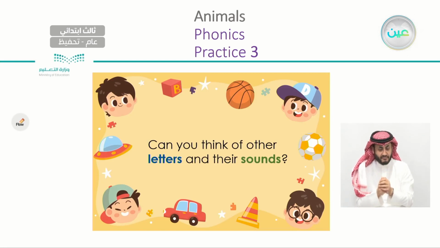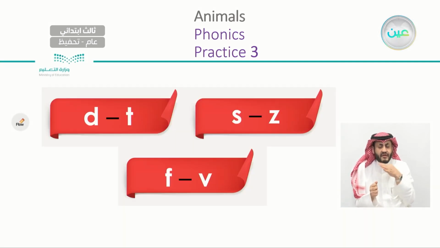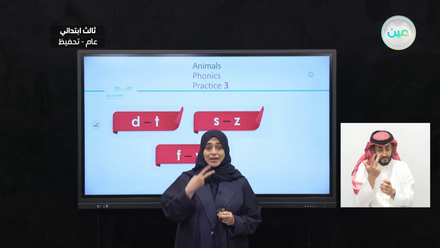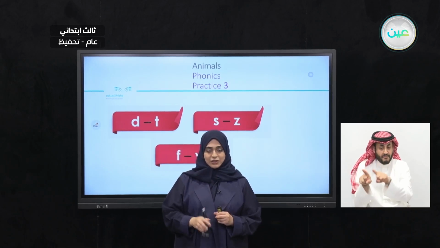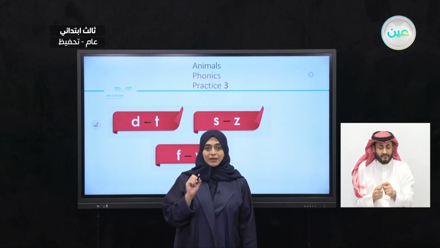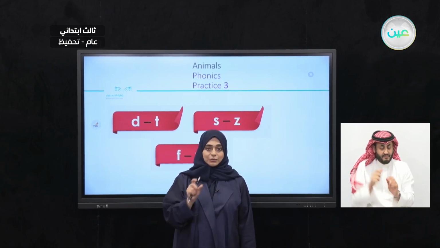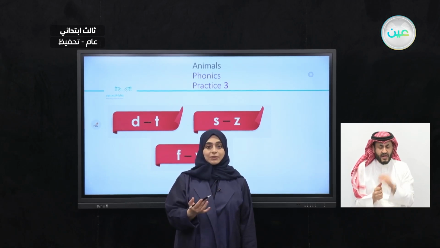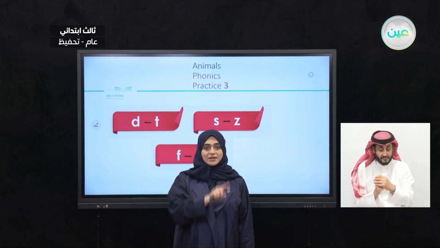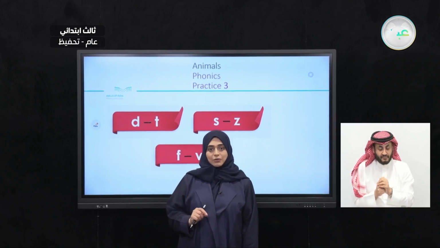Let's look at the next letters together. Can you think of other letters that look the same but sound different? So here we have 1, 2, 3 pairs. Okay? So groups of 2 letters, just like the B and the P. These groups of letters, they look the same, but they sound different. One has a voice, one does not have a voice. Let's go over them together.